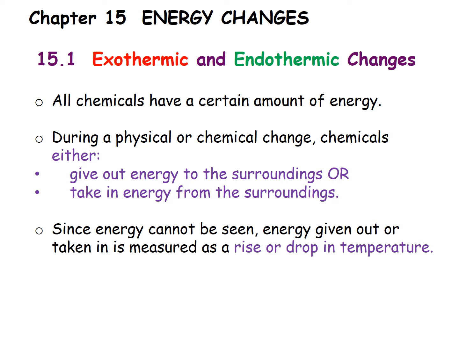This chapter is about what happens to energy of chemicals during a physical or chemical change. Now, all chemicals have a certain amount of energy stored in them. This is called chemical potential energy. Now, when a physical or chemical change takes place, the chemicals either give out energy to the surroundings or take in energy from the surroundings.